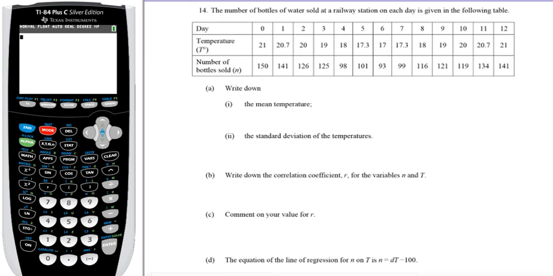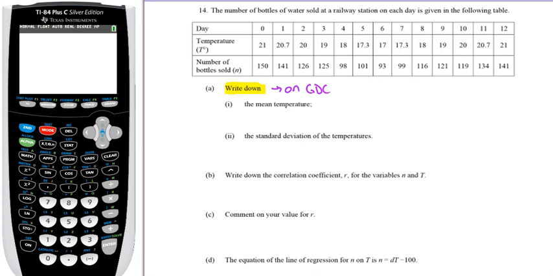In this scenario, it's telling us about a number of bottles of water sold at a railway station on each day and the temperature on each of those days as well. So the first thing it's asking us for are the mean and the standard deviation of the temperature. One thing you have to be mindful of is what the command term is. If the command term says write down, then you can just do this on your GDC. There's no need to show any work. You can just find it on the GDC and write down the answer in the space provided.